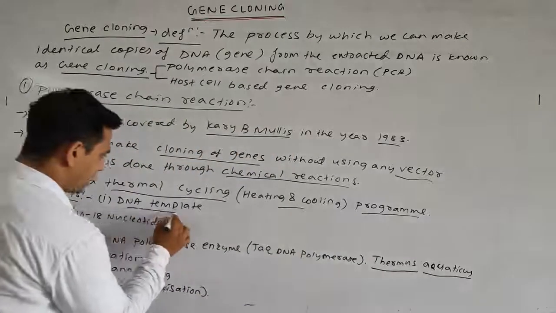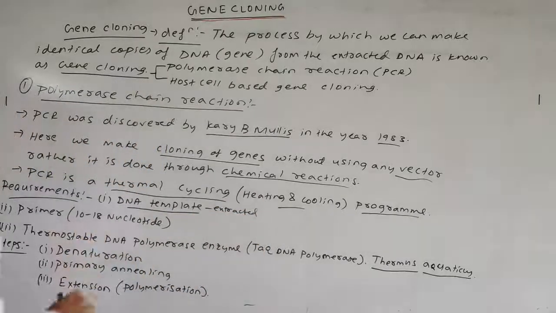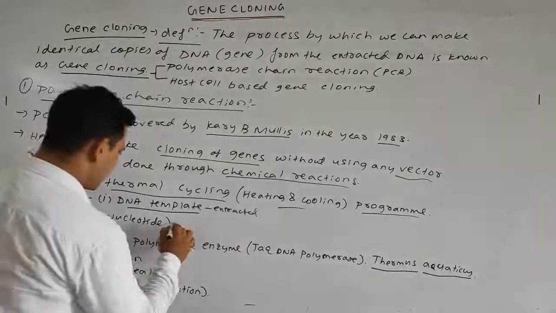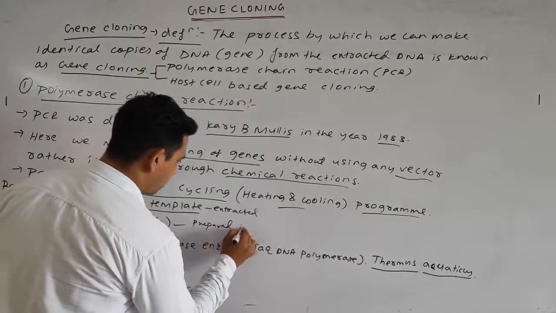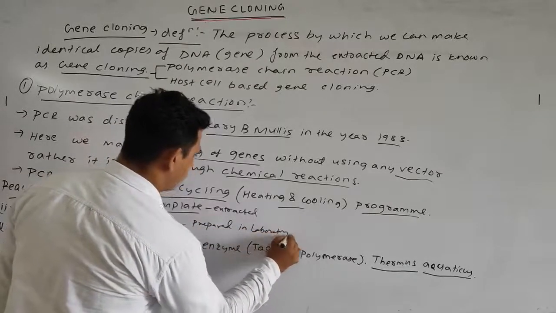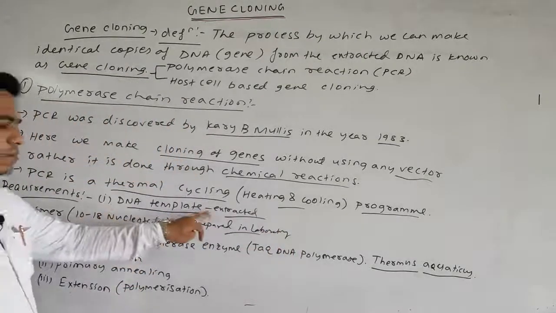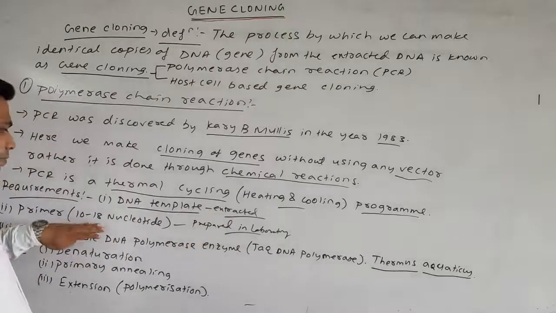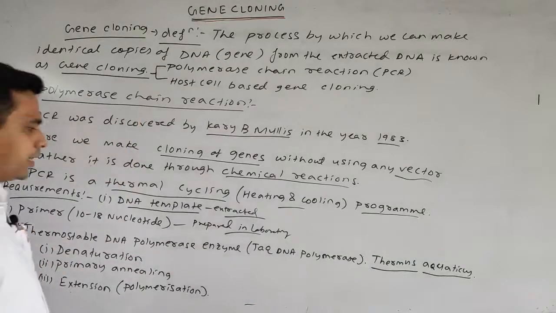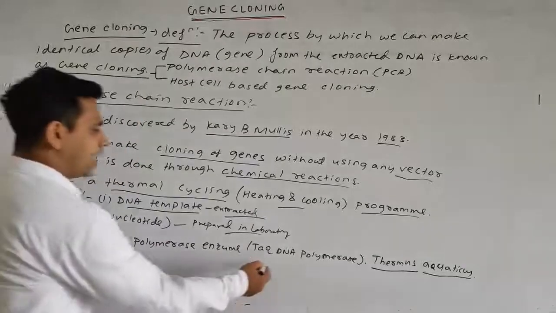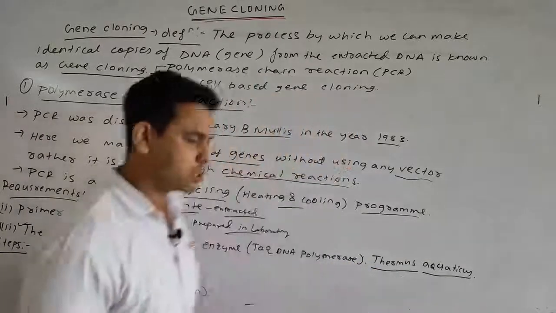First, the DNA template which is being extracted. Next, the primer having 10 to 18 nucleotide length, which is prepared in the laboratory. For reference I am writing here, it is not required, but for reference: the DNA template is extracted and the primer, from 10 to 18 nucleotides, is prepared in the laboratory. Next, the thermostable DNA polymerase enzyme, the Taq DNA polymerase enzyme, which is extracted from the bacterium having the scientific name Thermus aquaticus.